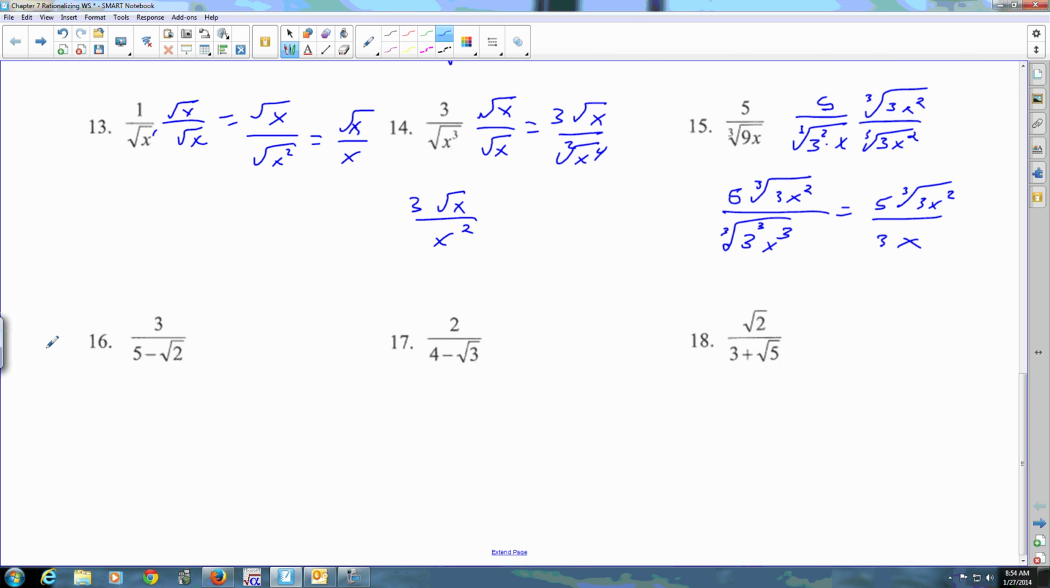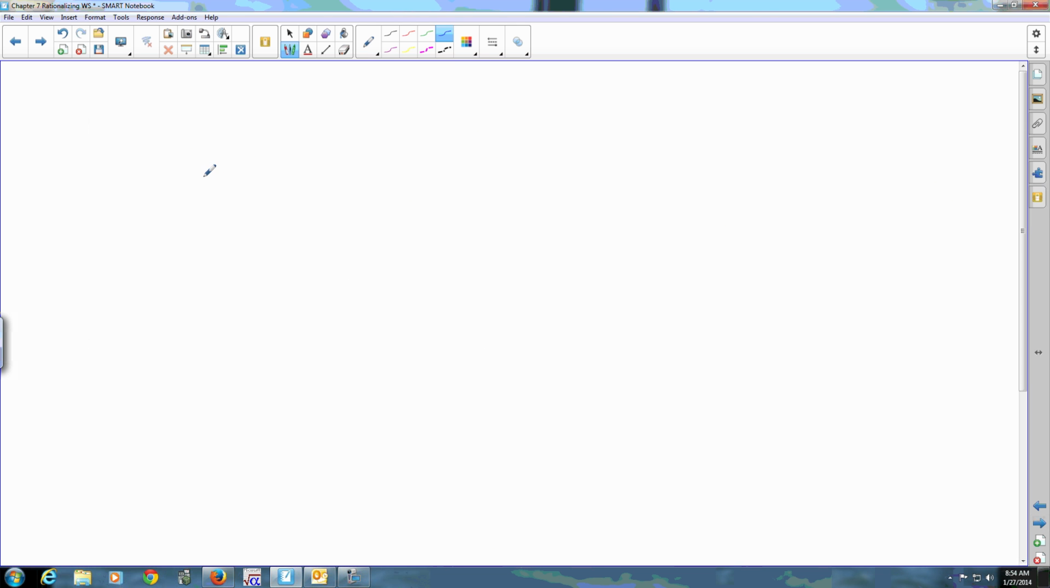Now, these next ones, this is where we turn up the heat. These are different, as you can see, because there's adding and subtracting in the bottom. Okay? And these ones, you have to multiply by what's called the conjugate. And the conjugate requires that you get the difference of square pattern. And we're going to be working with these over the next couple days. Okay, difference of square pattern.